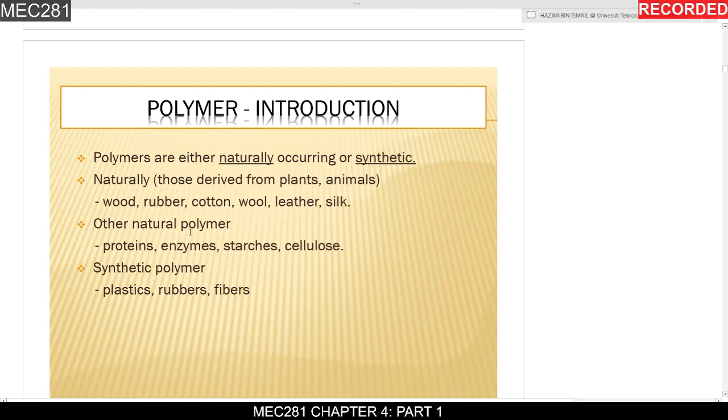And other natural polymers are proteins, enzymes, starches, and cellulose that can be found in plants and also in animals. Okay, synthetic polymers are the plastics, rubbers, and fibers. Rubbers here means the synthetic rubbers. And rubber here is the natural rubber that comes from the rubber plant.